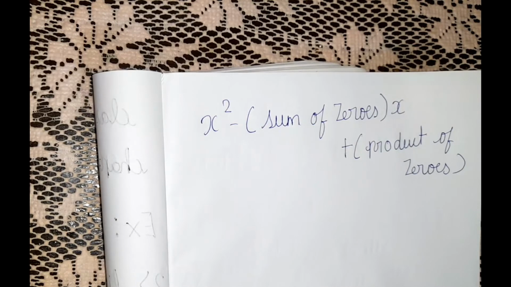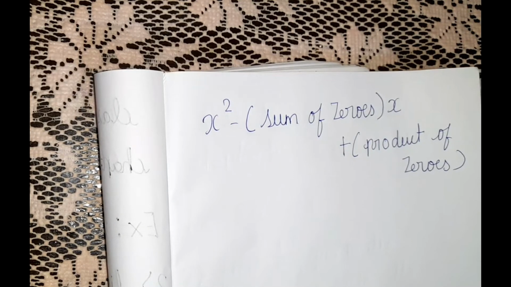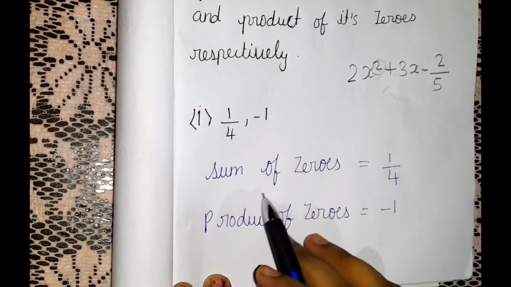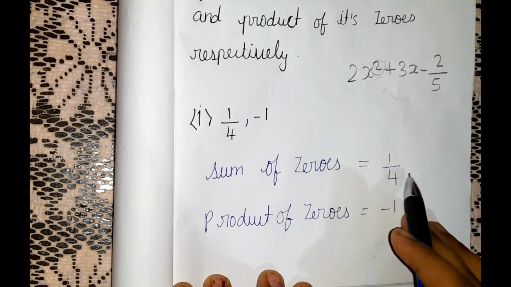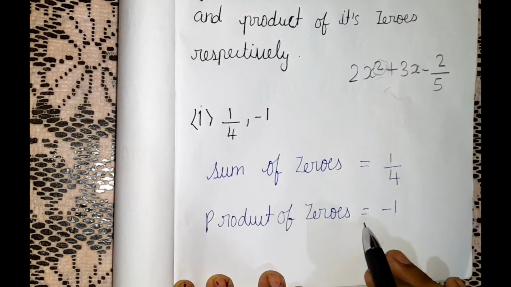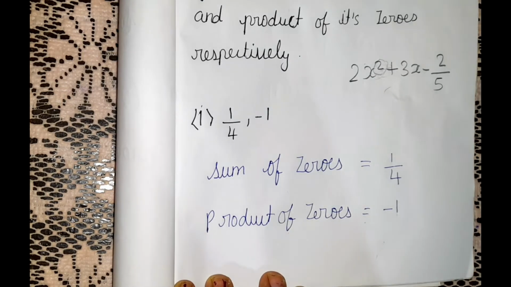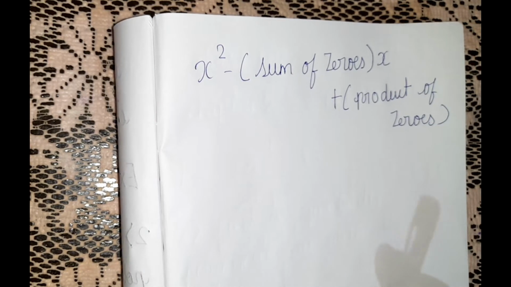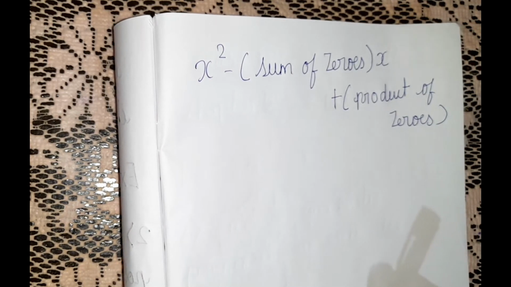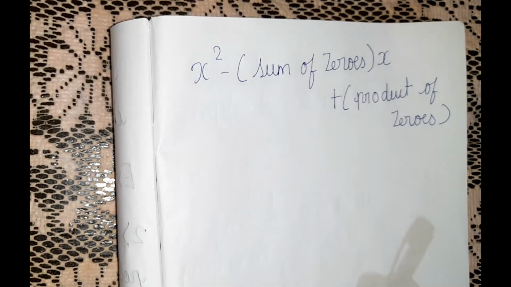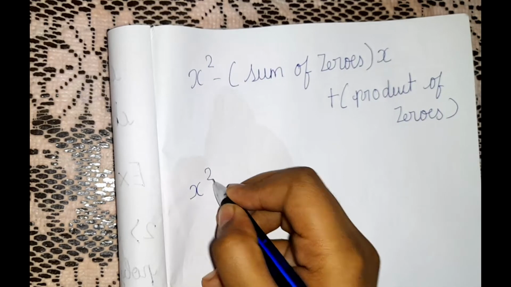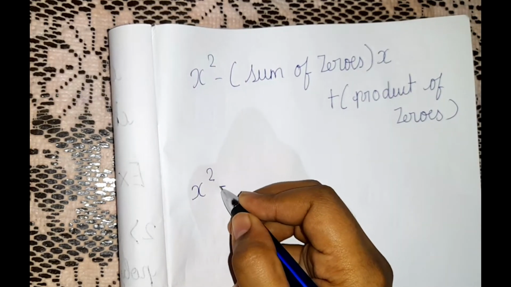As you know, we took sum of zeros is equal to 1 by 4 and product of zeros is equal to minus 1. So wherever we find sum of zeros, we are going to be writing 1 by 4, and wherever we find product of zeros, we are going to be writing minus 1. Now let's write x square as it is, because we don't have a value for x square, and then minus.